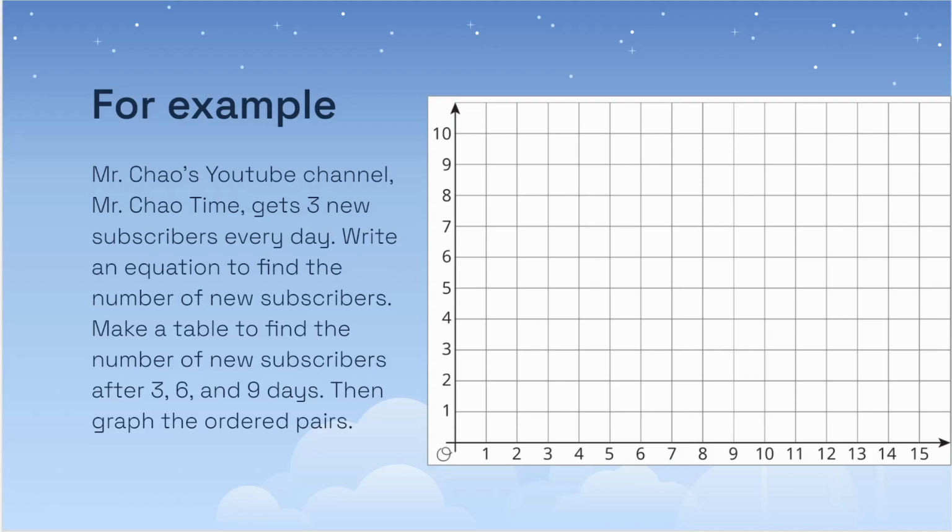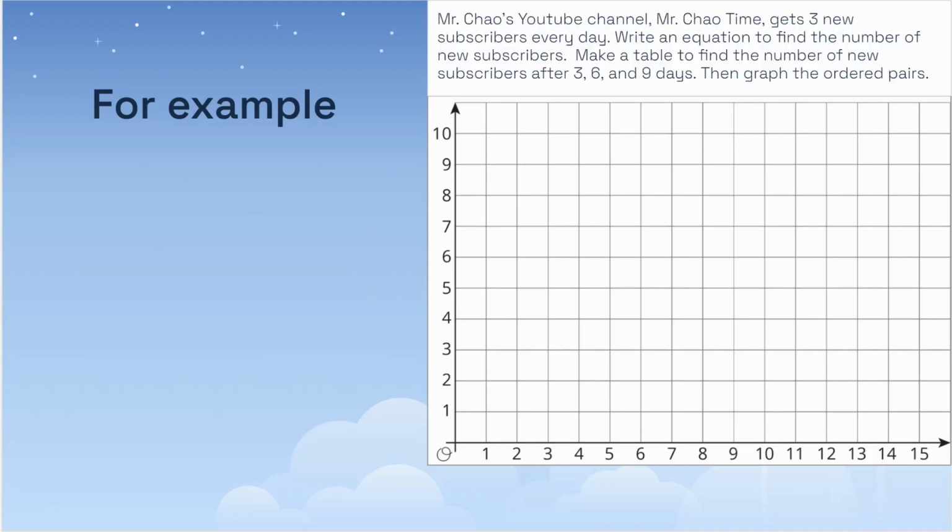And actually, now that I look at this graph, I realize that we don't have space to go to 3, 6, and 9 days because our x goes to 15, but our y only goes to 10. You'll see in a second if you don't realize what I'm saying. So let's just change the problem a little bit. Instead of 3, 6, and 9 days, we're just going to do 1, 2, and 3 days.